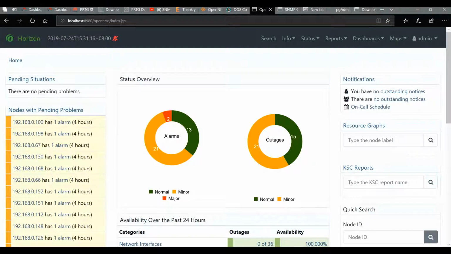Here we have the status overview. These are the results that we monitored. Here we have alarms and outages. The green color is normal, the yellow color is minor, and the red color is major. We have 13 normal, 21 minor, and 2 major. We are lucky that we don't have more major than others. For outages, we are lucky that we don't have any major problems. We only have normal and minor. The normal is 15, and minor is 21.